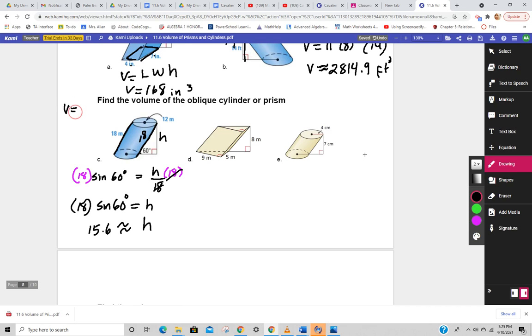So the volume is the area of the base, pi. The radius is 6, because the diameter is 12, and the height is 15.6. We just multiply all that out. Times 36 times pi. So the volume is 1,763 approximately. That's approximately meters cubed.